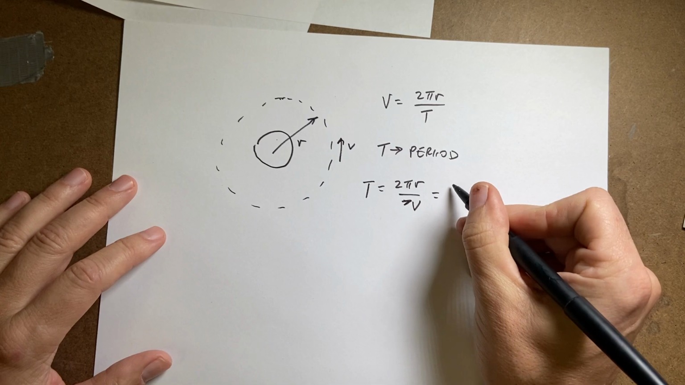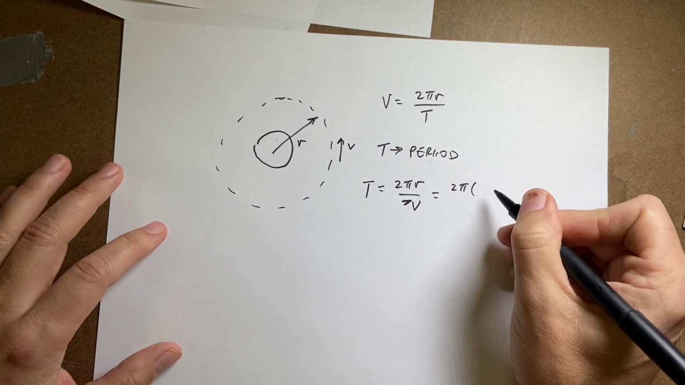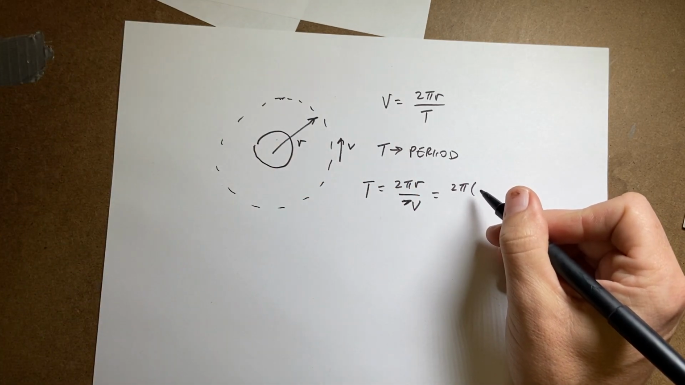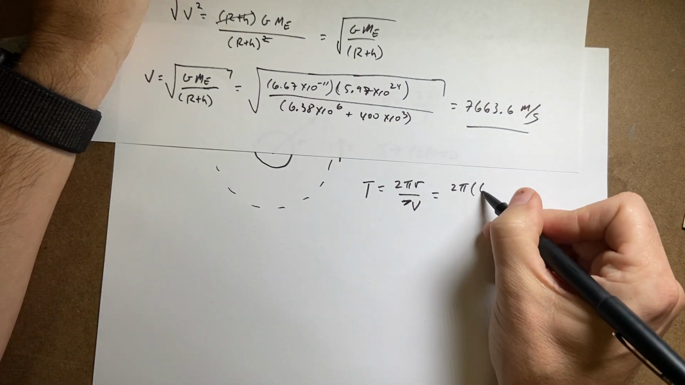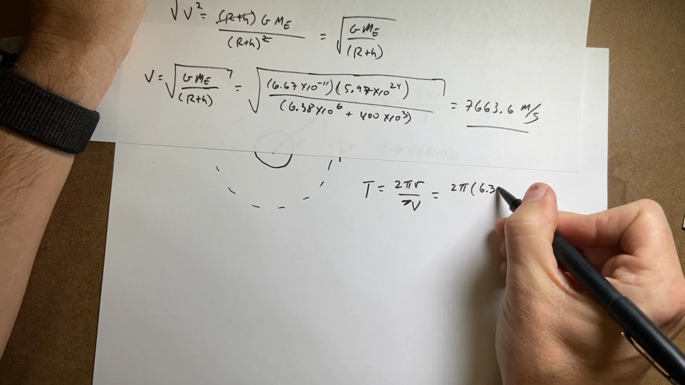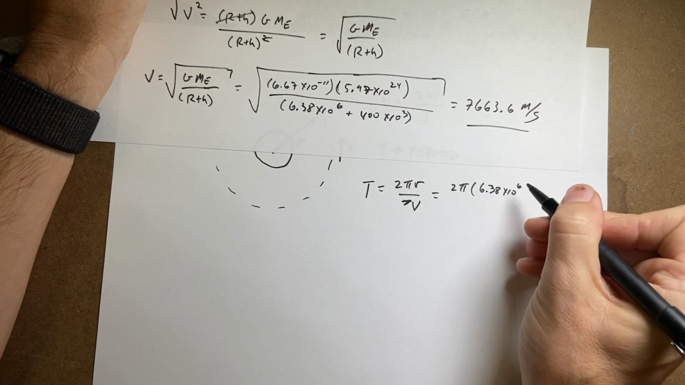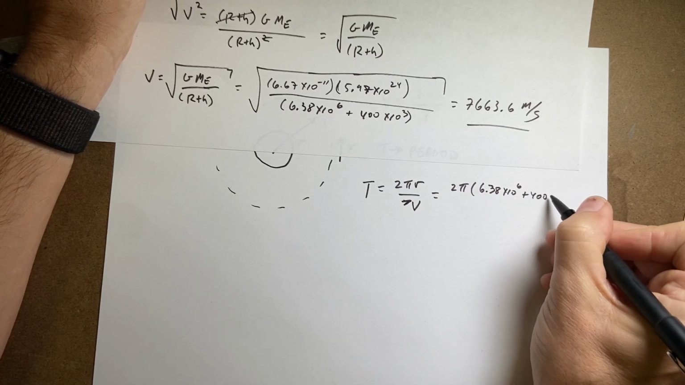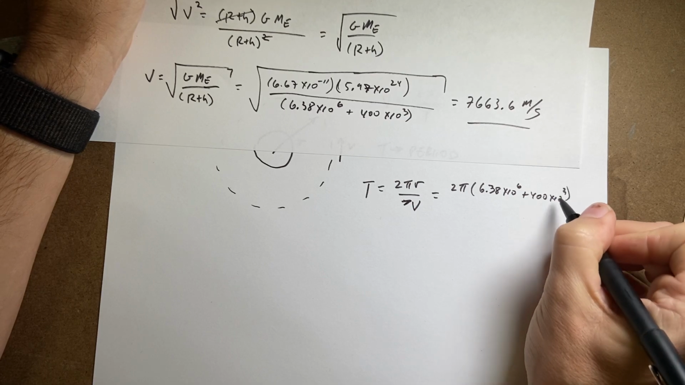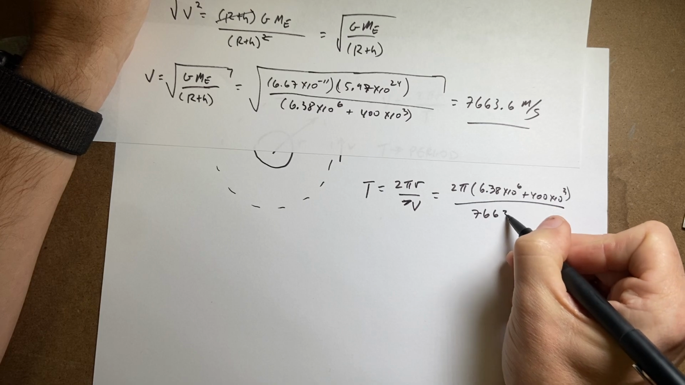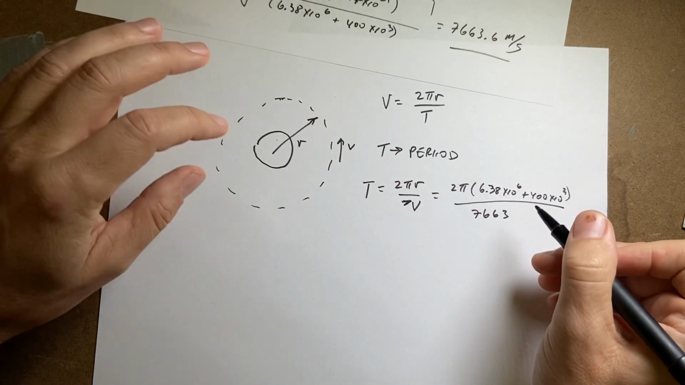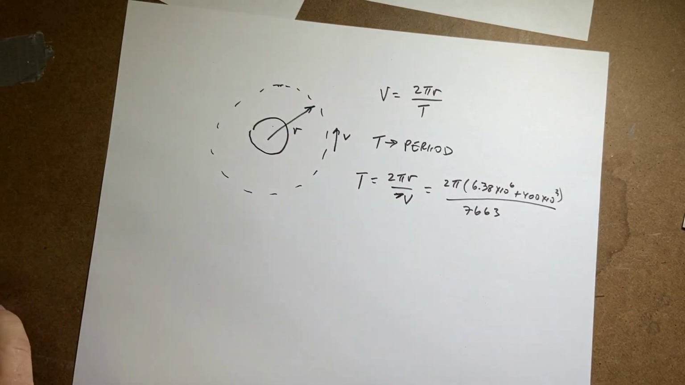So let's put in our stuff. So I get 2 times pi times r, and r was this number down here. It's going to be 6.38 times 10 to the 6th plus 400 times 10 to the 3rd. All of that over the velocity, 7663. Okay, let's put that in our calculator.